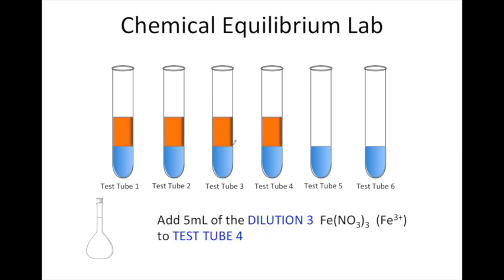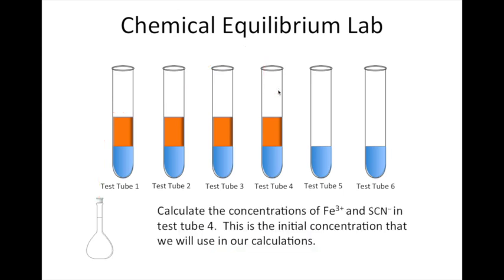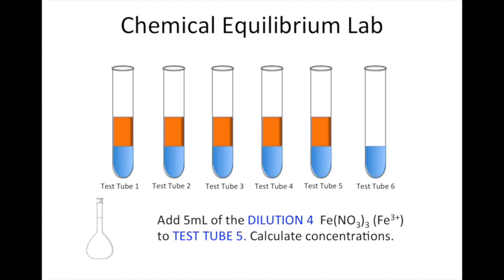Okay. Then we take some of dilution 3 that we prepared earlier, put it into test tube 4, calculate our concentrations of iron and thiocyanate, use dilution 4, add that to test tube 5, and then calculate our concentrations, and then add dilution 5 to test tube 6. So again, take your time, review the video, and be sure you're absolutely clear on what we're doing here, because these steps can be a little tricky, and you will be expected to do these calculations.